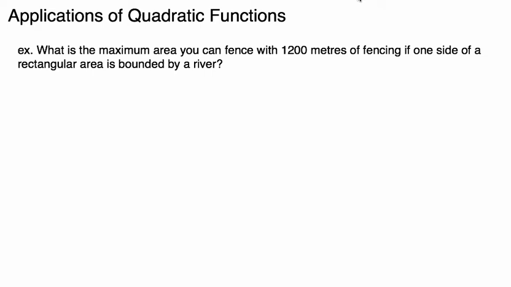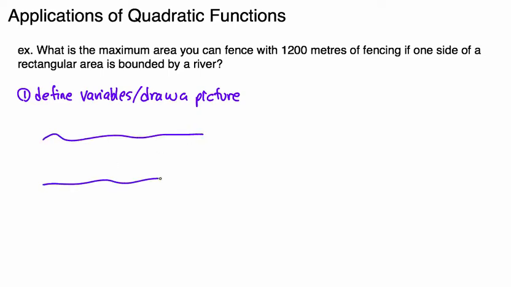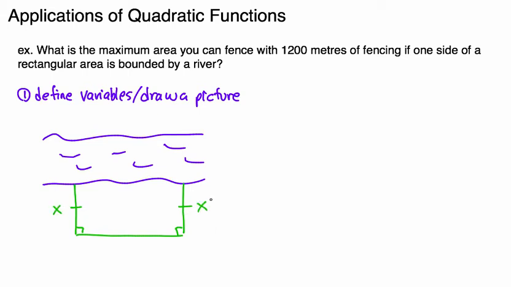And I approach these with a four-step approach. The first one is to define your variables, and sometimes defining the variables is easiest to do by drawing a picture. So here's my river. And my fencing is going to go in a rectangle, essentially a rectangle. So these sides are going to be equal to each other, but I'm not going to fence along the river. So I don't know how far this is, but this is the same distance, so there's a variable, x.